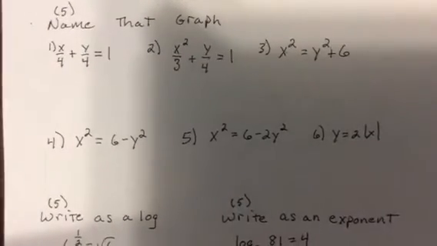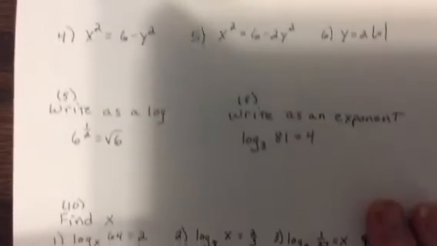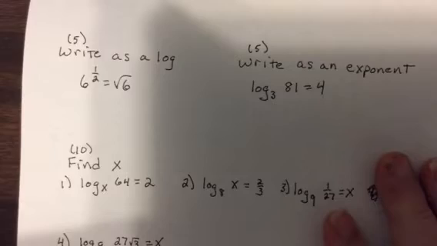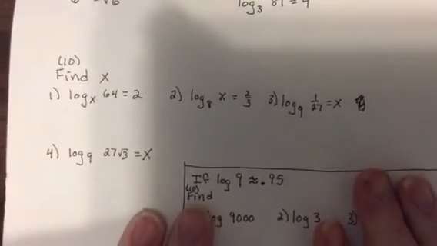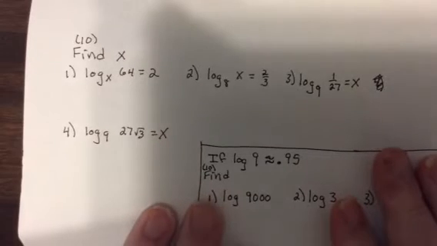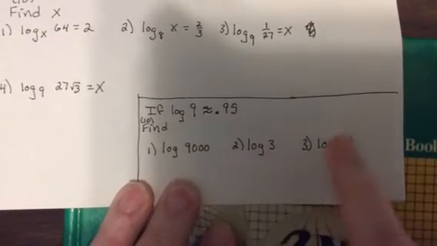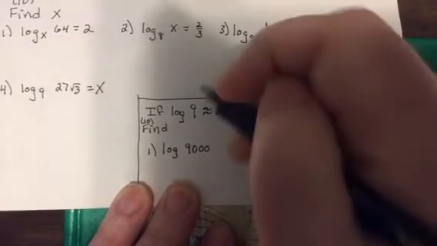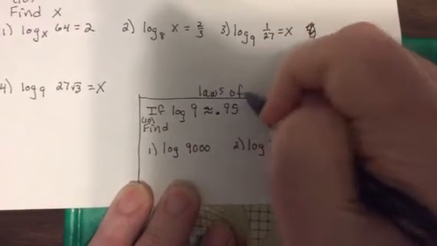So here's the top part, name that graph. Here's the write as a log, write as an exponential. Then find x. Then the last part is given this. Find this, this, and this using laws of logarithms. I'll even give you a tip. Laws of logs.